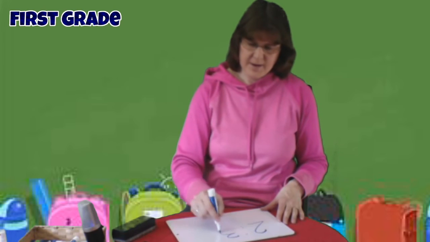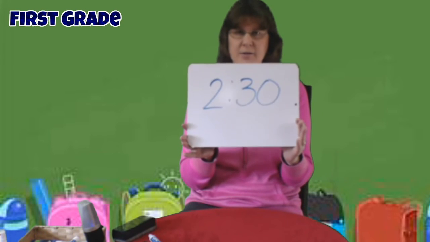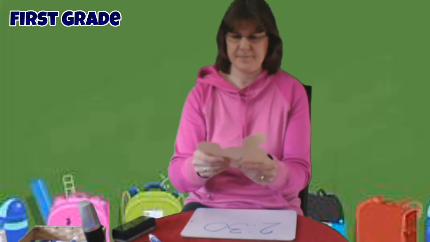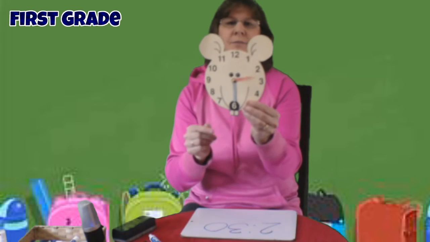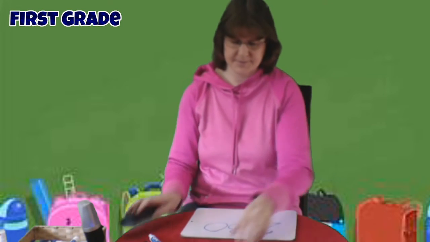Now pull out your mouse clock. I'm going to give a time on my digital clock, and I want you to show it on your analog clock, 2:30, and I'll show you what that should look like. It should look like this. The hour hand is after the 2 and the minute hand is right on the 6.